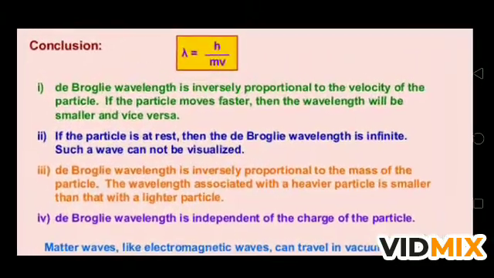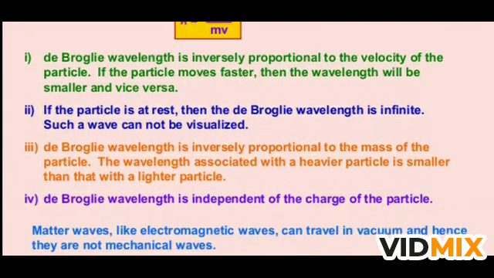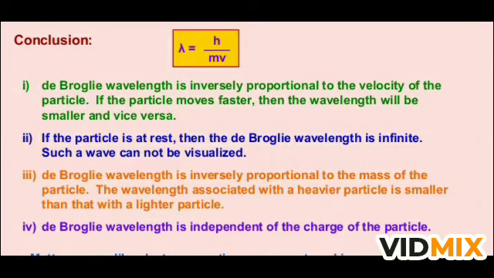So what is the conclusion? The conclusion is that the de Broglie wavelength is inversely proportional to the velocity of the particle. If the particle moves faster, then the wavelength will be smaller, and vice versa. If the particle is moving very fast, the wavelength will be smaller, as you see in the relation, and if it moves slower, the wavelength will be larger.